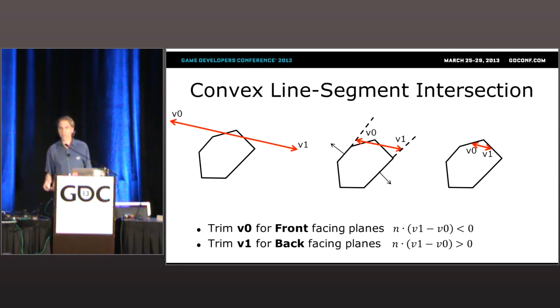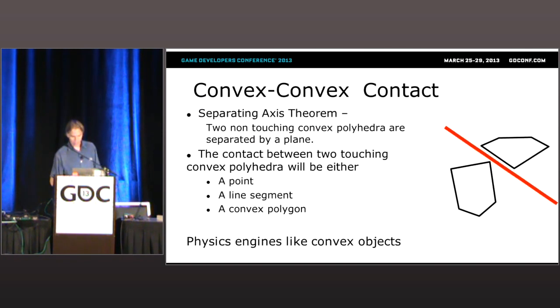And this generalizes, of course, to a general line segment with two endpoints. In addition to trimming V0 with the front-facing planes, I trim V1 with the back-facing planes. And if I'm left with something of positive length at the end, then that's what's stuck inside my object. All right. So, convex to convexes.